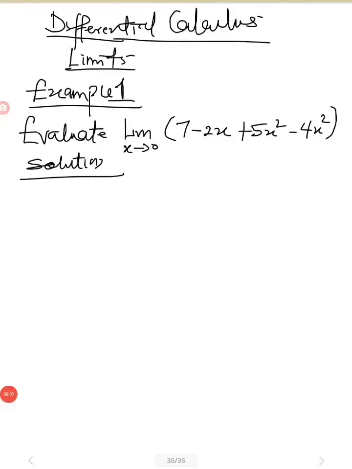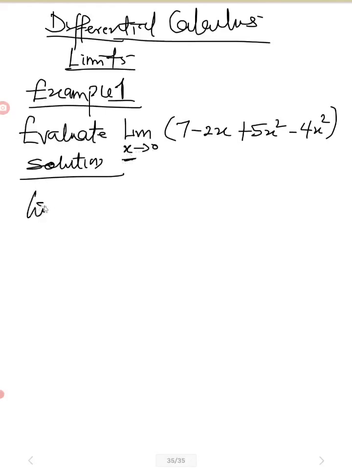I want to talk about differential calculus. Where we start is limits. So let's have just a first example about limits. Evaluate the limit of 7 minus 2x plus 5x squared minus 4x squared as x tends to 0. So this is how to do this.